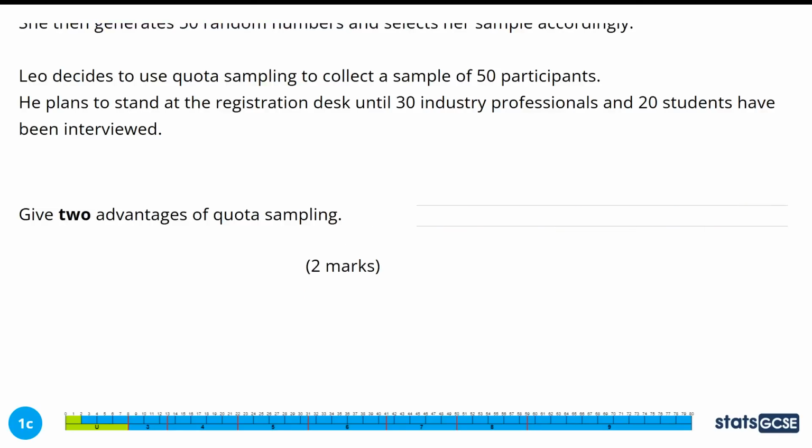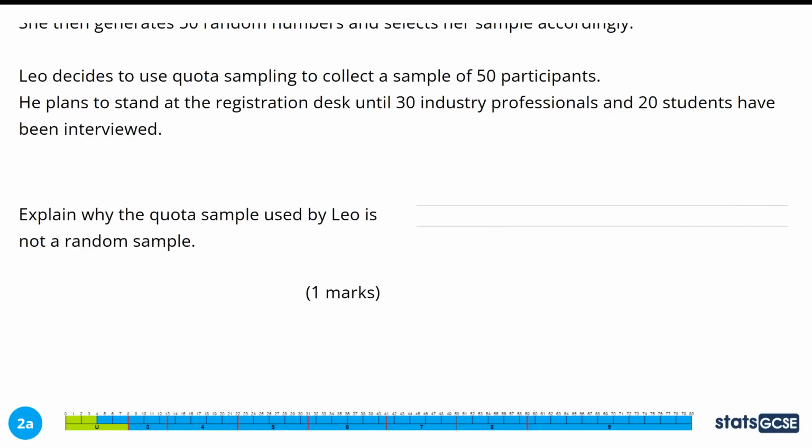Give 2 advantages of quota sampling. With quota sampling, you don't need to number the population and have a random number generator. All you need to do, say in this instance, is pick the first 30 professionals you see and the first 20 students you see. So quota sampling is easy. Also, if you were doing it randomly, for instance, if Leo did it randomly, they may all be professionals. All 50 of the people he picked may be professionals. He's making sure that his sample is representative.